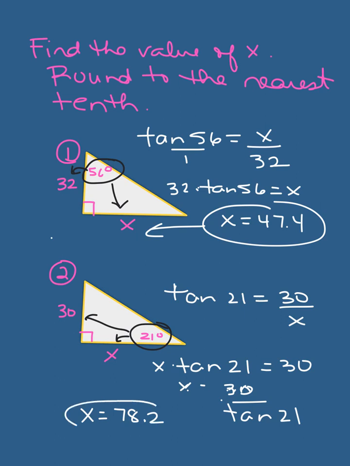So the measurement of this side is going to be 78.2. Although we're using our calculators, you do need to have your algebra set up correctly. I wouldn't suggest skipping steps on this. Just write it out. It's not that much. That way you can make sure that you are solving for x correctly.